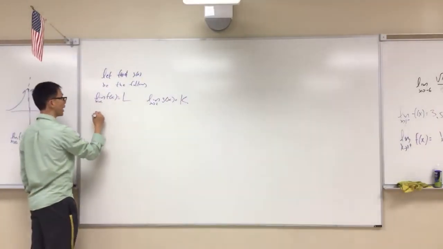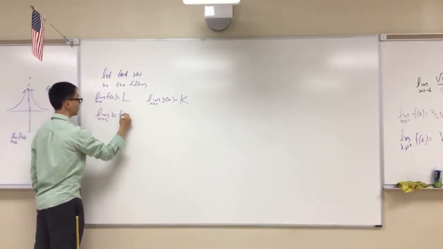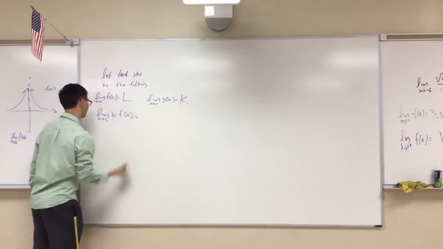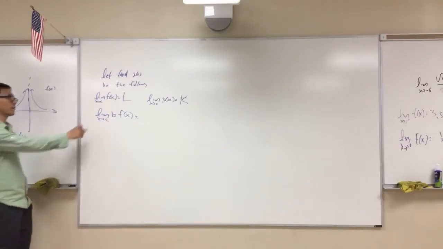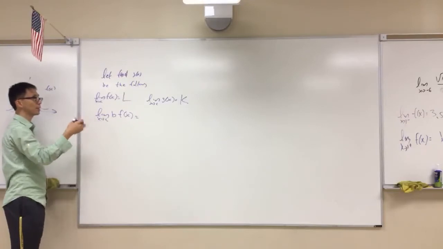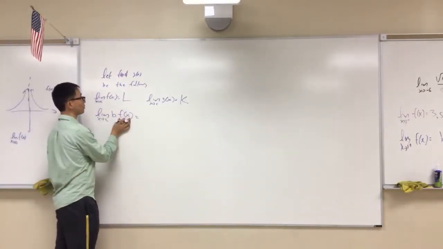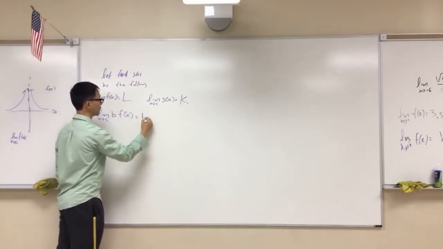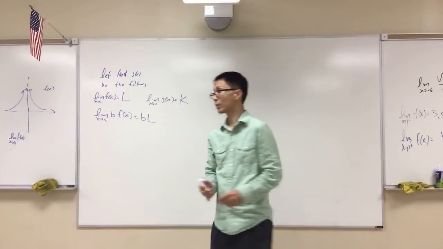So what if you have the limit as x approaches c of b times f of x? Well, again, b is what? A constant. So can I take b outside? Right? So it's going to be b times the limit as x approaches c of f of x. We know the limit as x approaches c of f of x is L. So it's going to be bL. Questions?